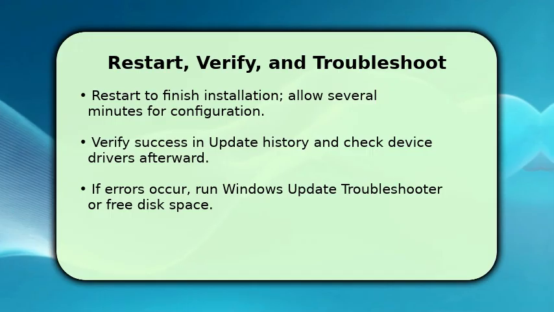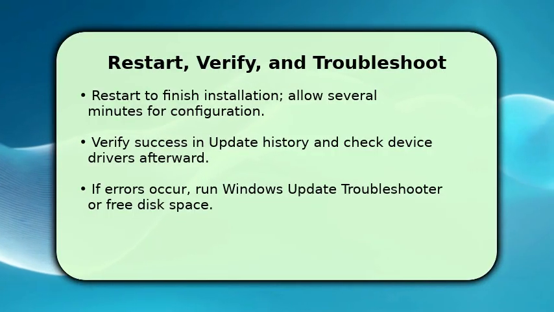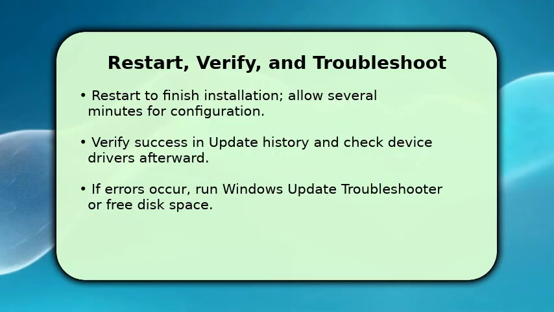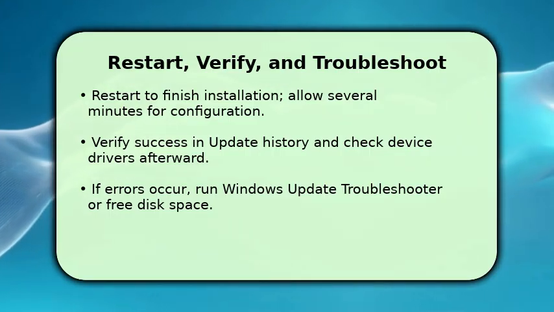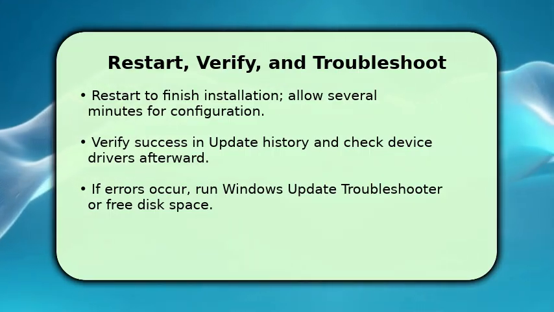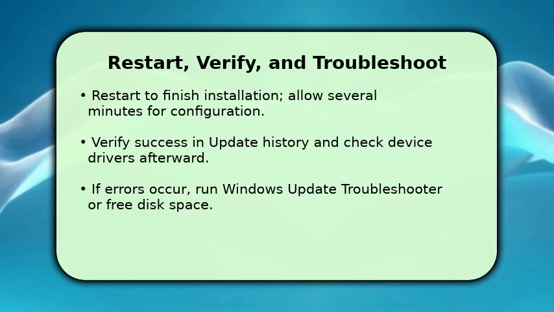Once Windows restarts, check Update History under Windows Update to confirm success and inspect driver status in Device Manager. If an update fails, run the Windows Update Troubleshooter. Also free disk space and disable third-party antivirus temporarily before retrying. If problems persist, note the error code and search for that specific code to apply targeted fixes or roll back.